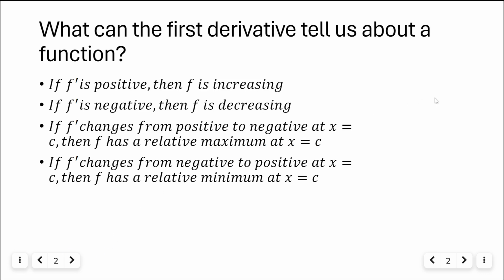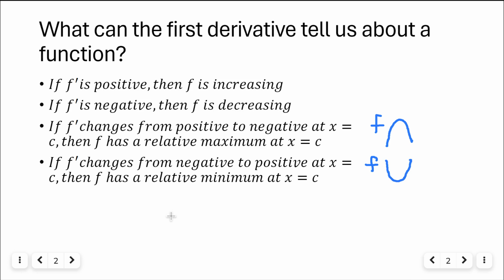So here it is. What can the first derivative test tell us about a function? These are all the things that we looked at analytically the other day. If f prime is positive, then we know f is increasing. When f prime is negative, f is decreasing. If f prime changes from positive to negative, that means f would change from increasing to decreasing. There's a relative max there. If f prime changes from negative to positive, that would mean f would change from decreasing to increasing. There's a relative min there. So this is what the first derivative test can tell us about a function.